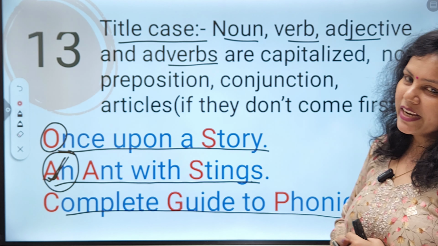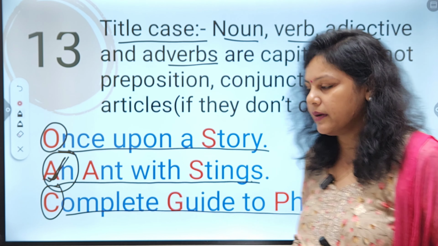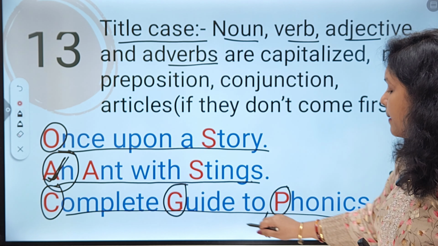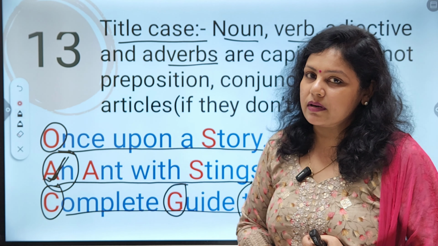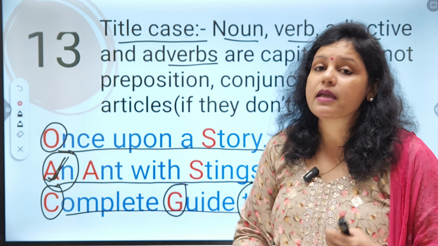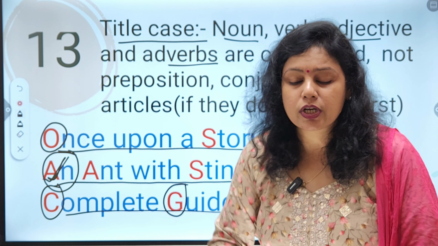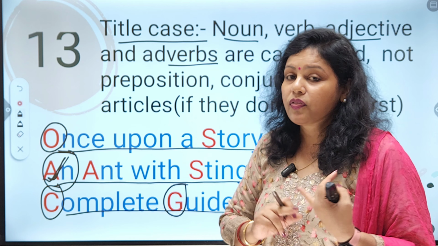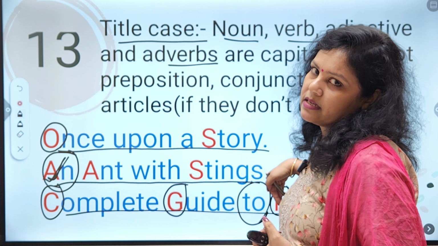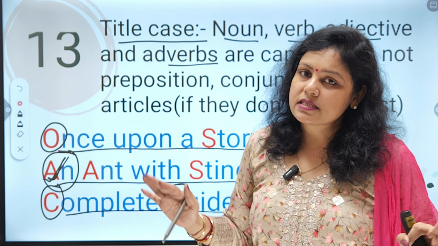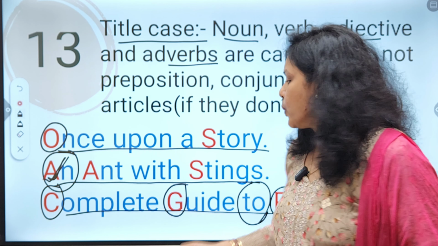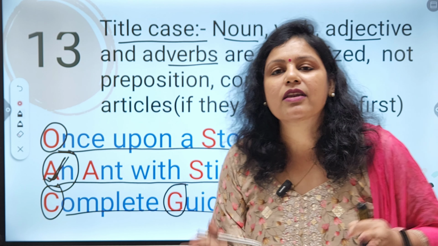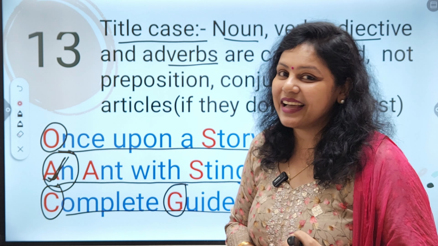"Complete Guide to Phonics." So C is going to be capital, G is going to be capital and P is going to be capital, but "to" is never going to be capital, because it may be a preposition, a conjunction or an article. If prepositions, conjunctions or articles come in the middle of the title, they will never get capitalized. But if your title starts with any of these, then only they will get capitalized.